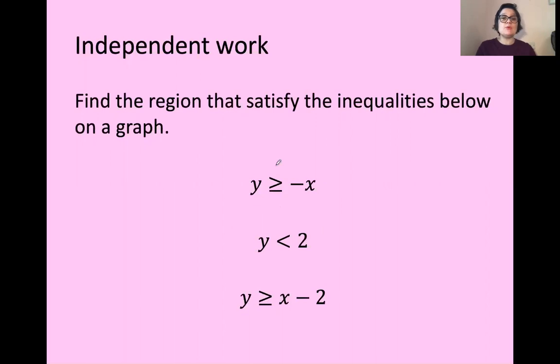To remember, once you identify the wanted area or the wanted region, just write wanted so you don't forget to shade the unwanted area.